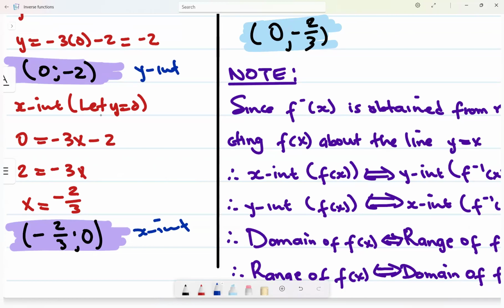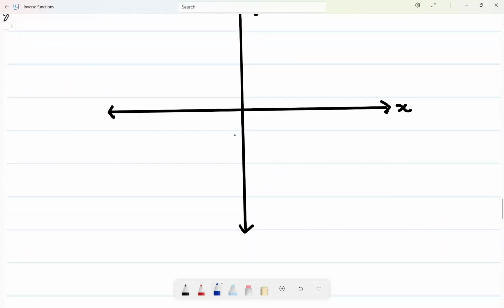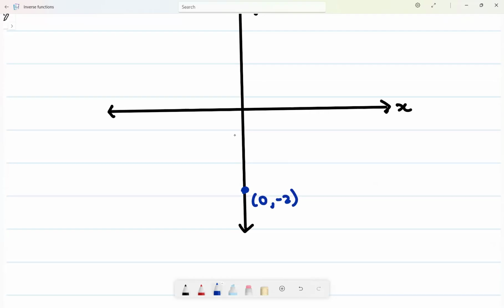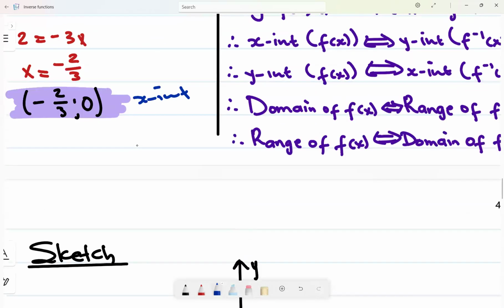So now the y-intercept is (0, -2). Where is that? (0, -2). I can approximate it to be somewhere here, maybe. Then I need another point again. Another point is (-2/3, 0), negative 2 divided by 3 and 0.